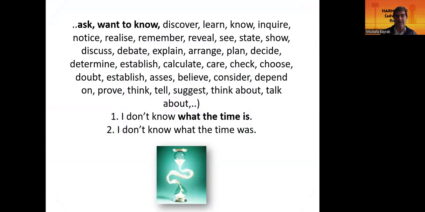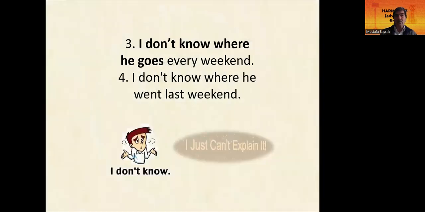The first example sentence: I don't know what the time is. I don't know what the time was. I don't know now what the time was when you entered the library yesterday. Now, three: I don't know where he goes every weekend. I don't know it. I don't know that place.